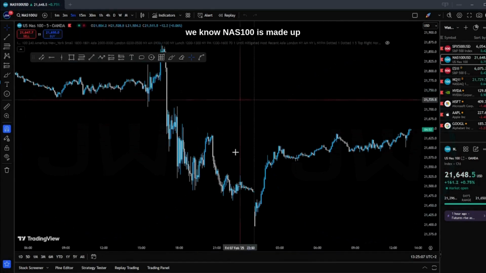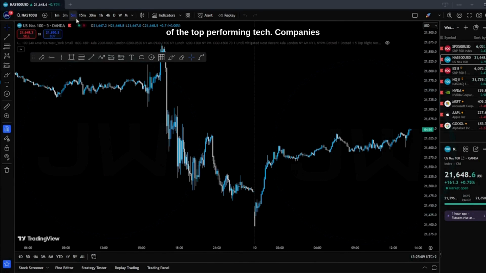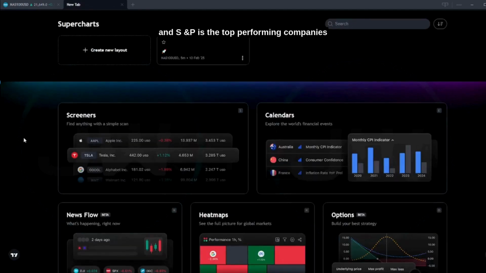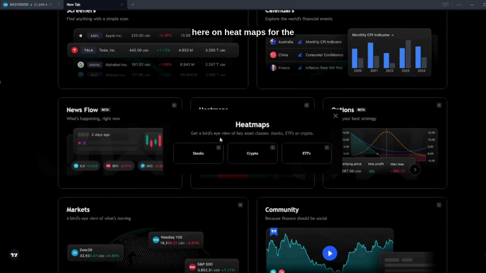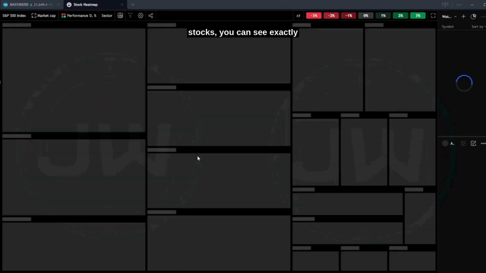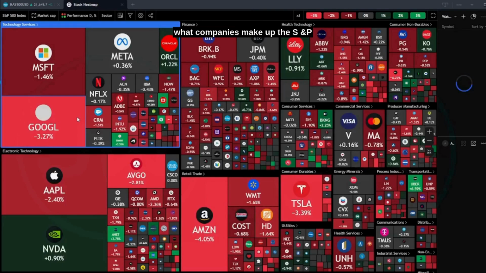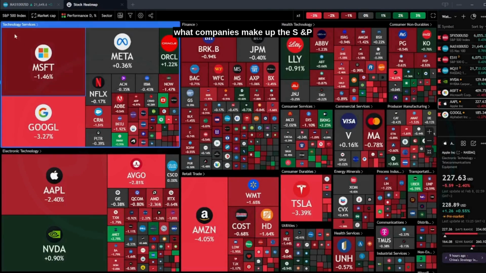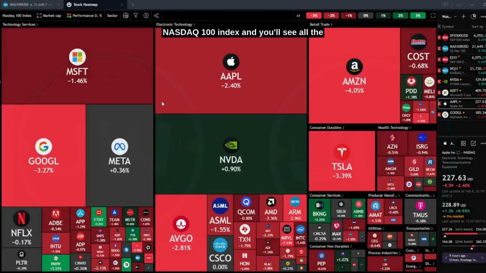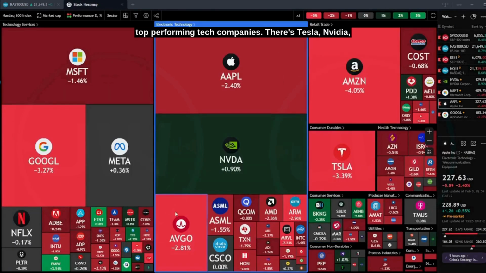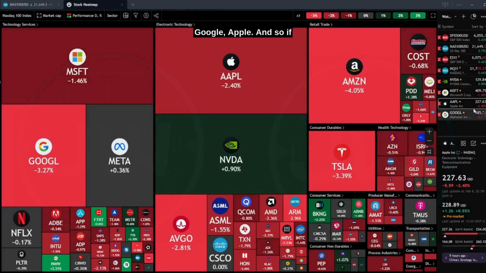And so we know NAS 100 is made up of the top performing tech companies, and S&P is the top performing companies, all there in the US. And if you look here on the heat maps for the stocks, you can see exactly what companies make up the S&P 500. And if you want to check Nasdaq, you can simply go up here and check the Nasdaq 100 index, and you'll see all the top performing tech companies. There's Tesla, Nvidia, Google, Apple.